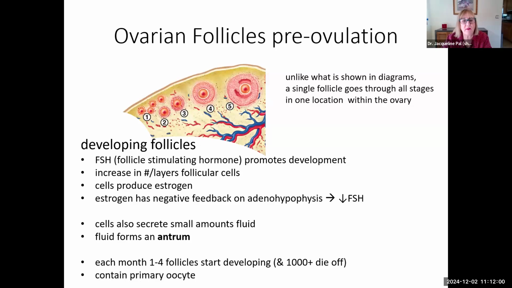And every month, there's going to be between like 1 and 4, maybe 6 follicles that are going to start this development under the influence of FSH. And there's going to be about 1,000 of them that are going to undergo apoptosis and die. And all of these cells are containing a primary oocyte. So that primary oocyte is going to start going through meiosis 1.